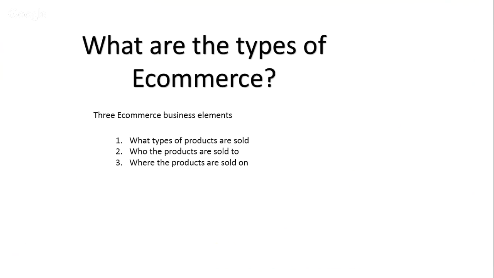There are basically three e-commerce business elements: the type of product that is sold, who sells the product, and where the product is getting sold. That's how the e-commerce elements are: what is sold, where it is sold, and who sells it.